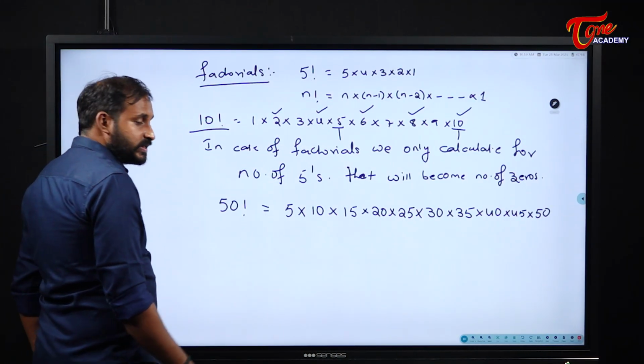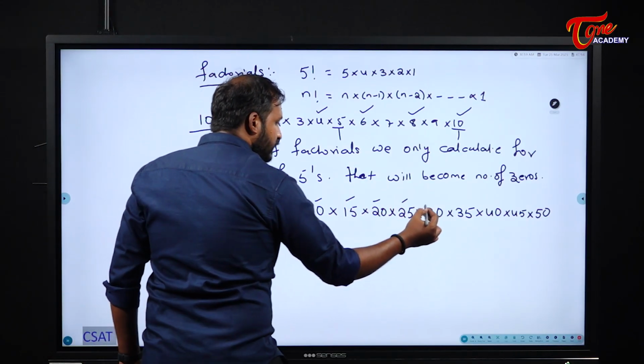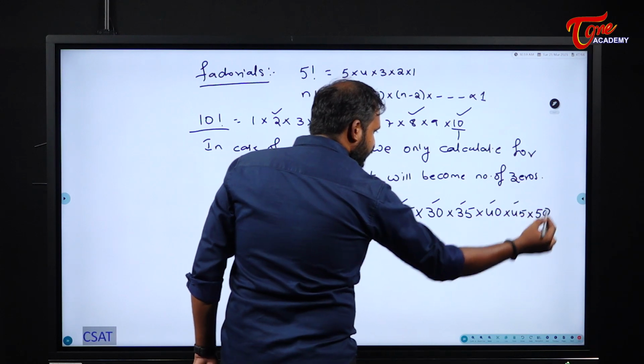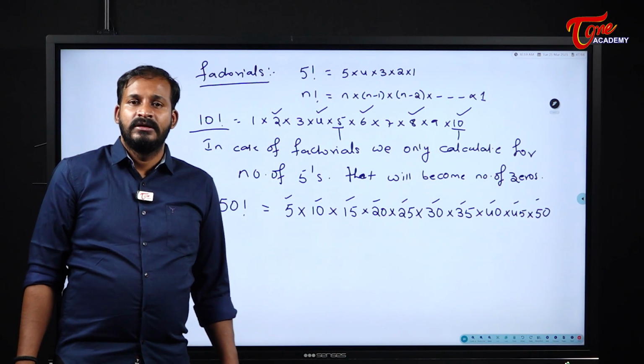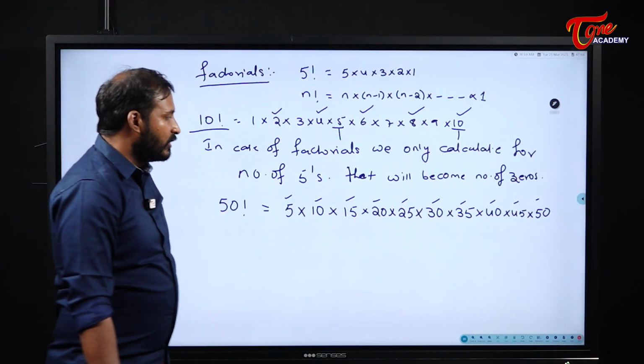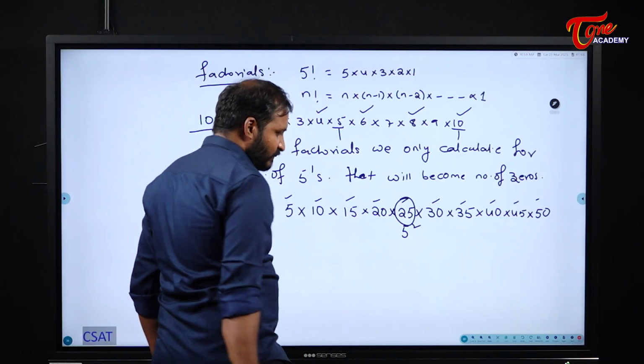Okay, now please observe here: 1, 2, 3, 4, 5, 6, 7, 8, 9, 10. We will have 10 multiples. Okay, sir, good. That means 10 zeros? No. Why? Because at 25 we will have one more 0. Why? Because 25 I can write as 5 square.